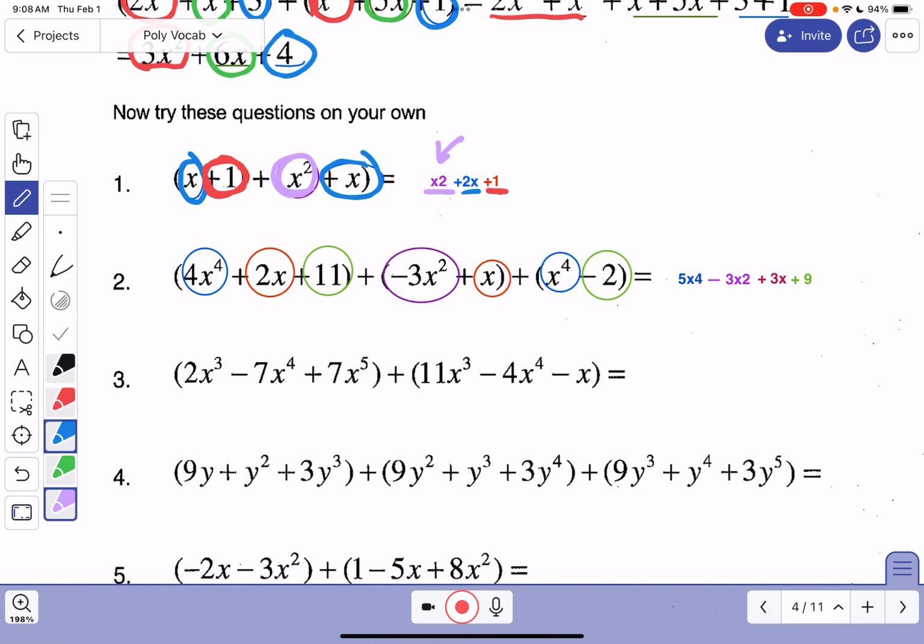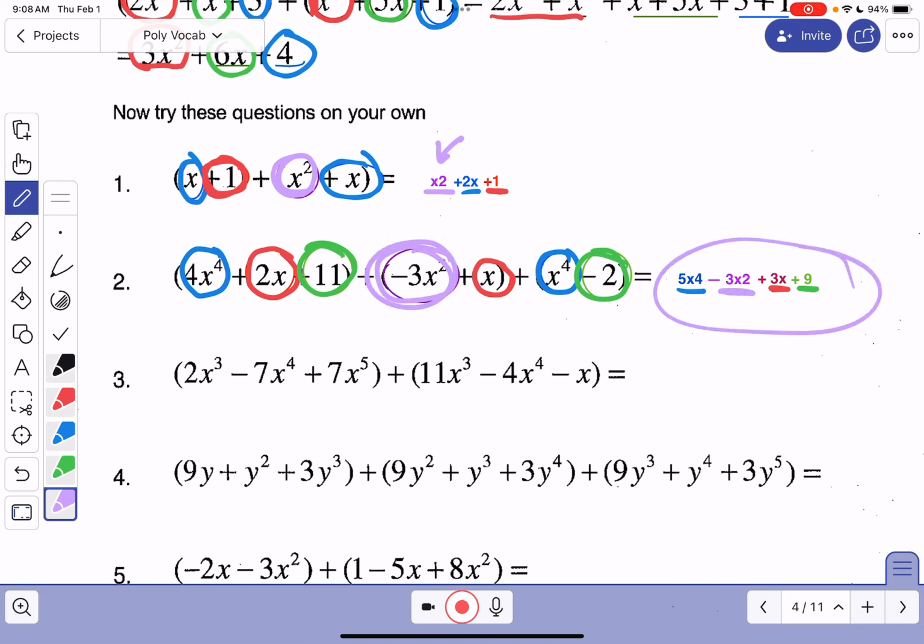So I'm going to do a couple more. Here we have 4x to the 4th, and 1 more x to the 4th gives us 5x to the 4th. Then we have 2x plus x is 3x. Then we have an 11 plus negative 2 is 9. And this negative 3x squared is all by itself. Notice over here on the right, they're in order.